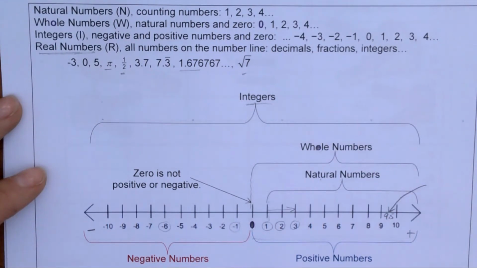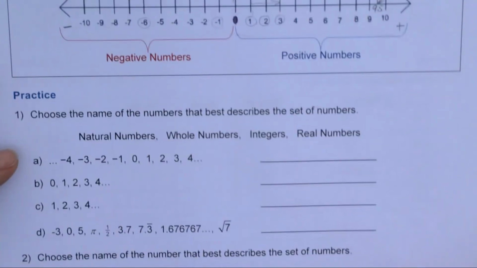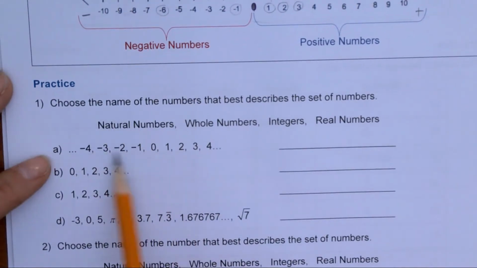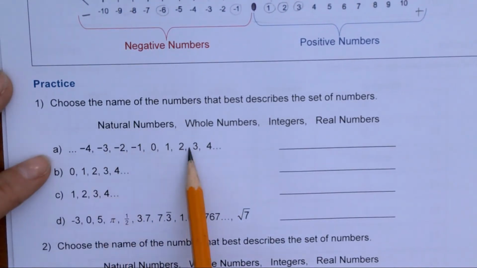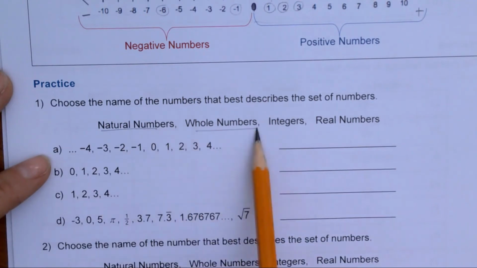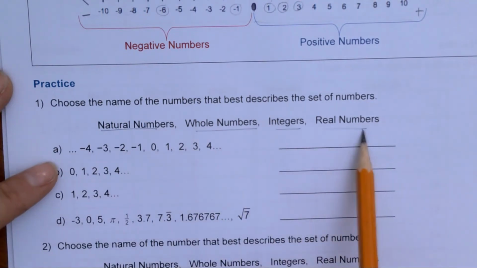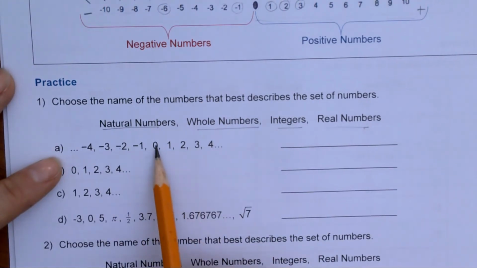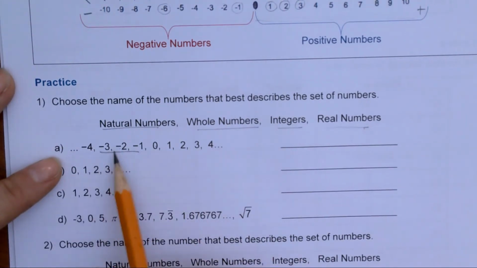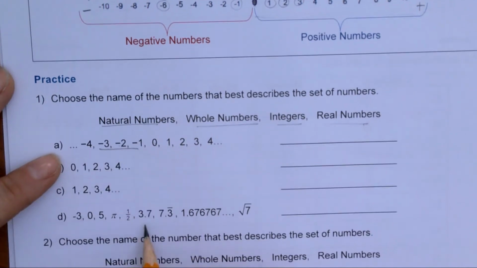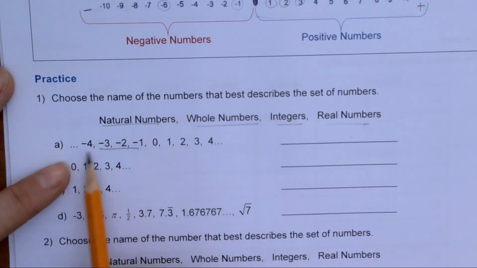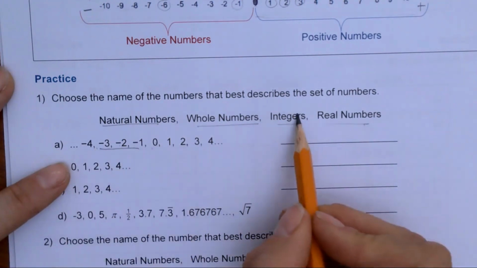Okay, so let's go down and do some examples. We have to choose a name for this set. We have natural numbers, whole numbers, integers, and real numbers. When I look at this, I see it includes 0, and it has negative numbers. They're all nice numbers. There's nothing crazy like this. These are crazy numbers. So when I have negatives, positives, and zeros, it's integers.